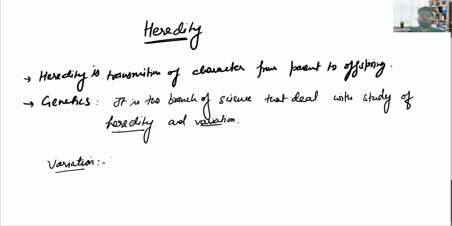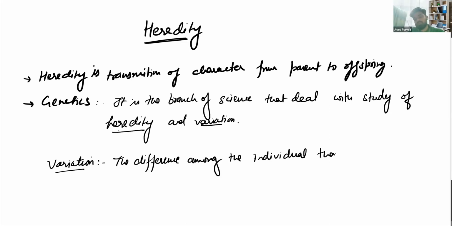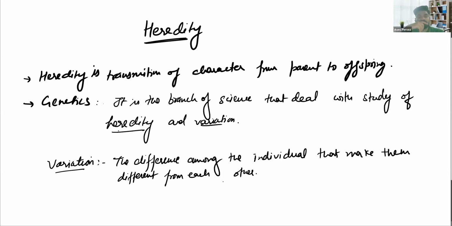And in simple language, what is variation? We can say that it is the differences among the individuals that make them different from each other. Okay, so we call it variations. Understood?